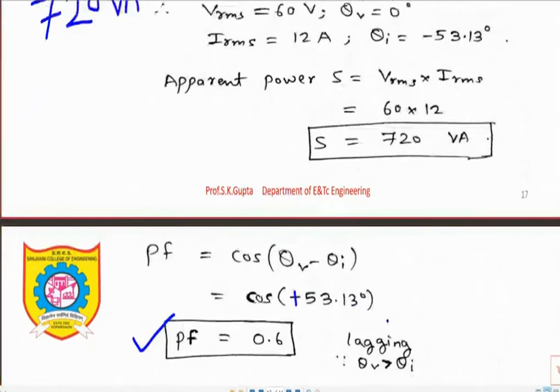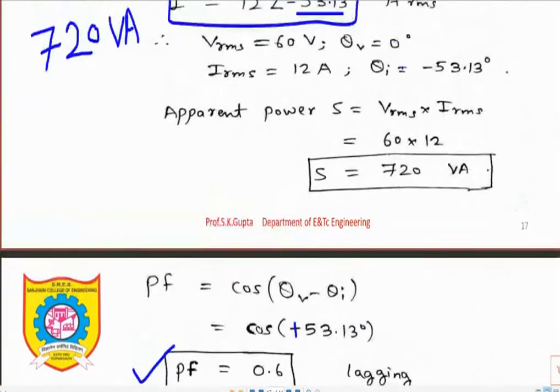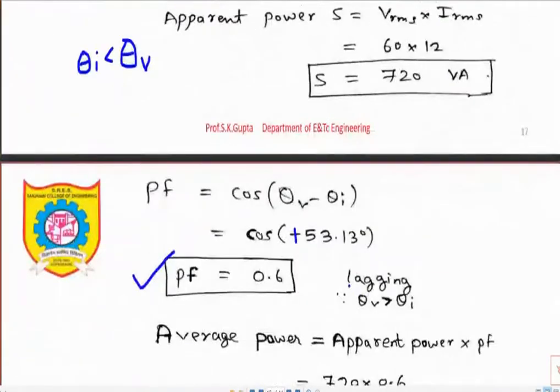Then your voltage angle is 0 degree, current angle is minus 53.13. That means voltage angle is greater than current angle, that means current angle is less than voltage angle. So theta I is less than voltage angle. Current is lagging with the voltage. That means power factor is lagging.